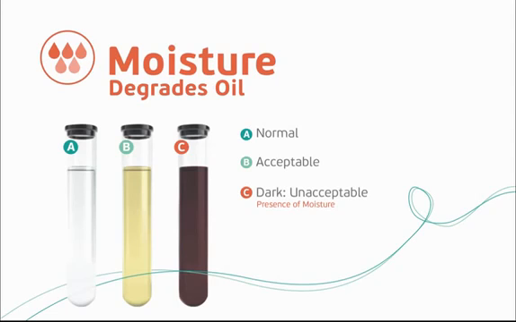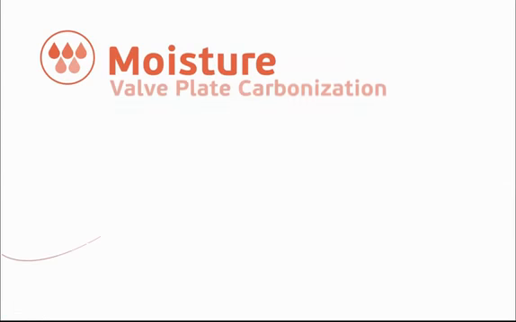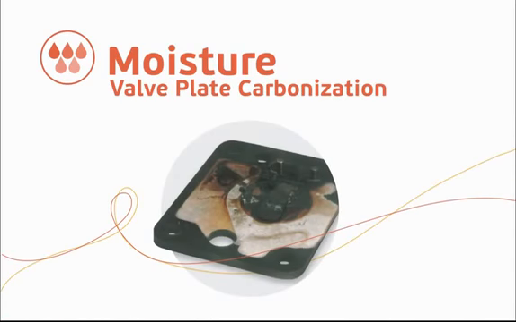Moisture can also cause the oil to carbonize. This degrades the oil, reducing its ability to lubricate, cool, and prevent corrosion. Here we see a carbonized valve plate. Deposits from overheated carbonized oil have built up in the hot high pressure area of the valve. This will cause system inefficiency from poor valve sealing and eventually lead to a broken reed valve or a compressor that can no longer achieve enough capacity to maintain system temperatures.